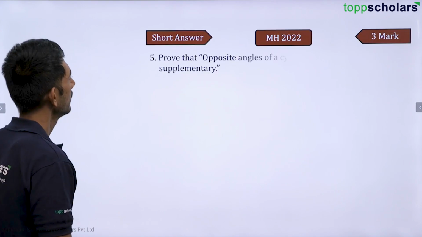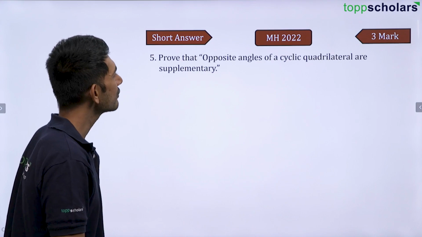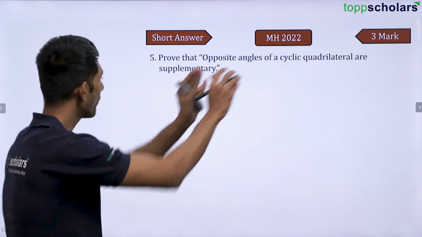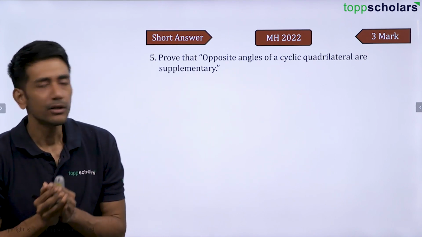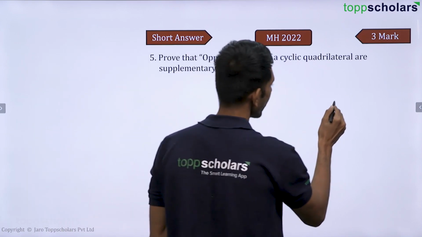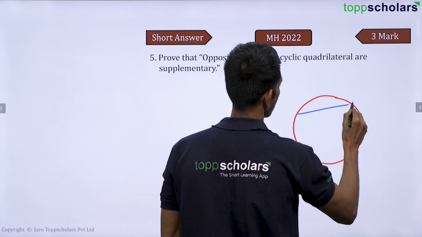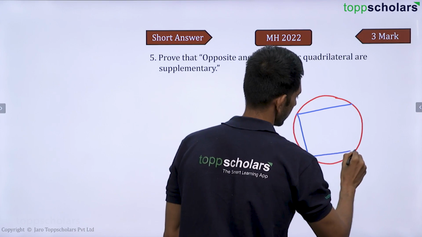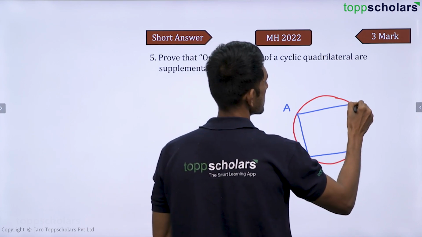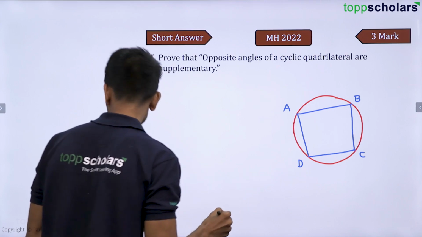Let's continue further. So now we have a proof. We are supposed to prove that the opposite angles of a cyclic quadrilateral are supplementary. Now this is a very simple proof. Opposite angles of a cyclic quadrilateral are supplementary. So what do we need? Let's figure that out. Firstly, we need a cyclic quadrilateral. For a cyclic quadrilateral, we need a circle. So we need a circle. So we have A, B, C, D. So what is given to us?